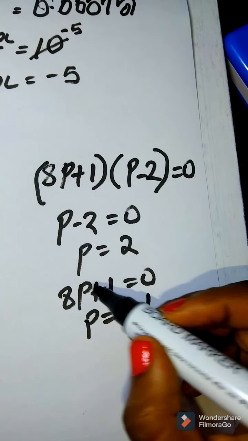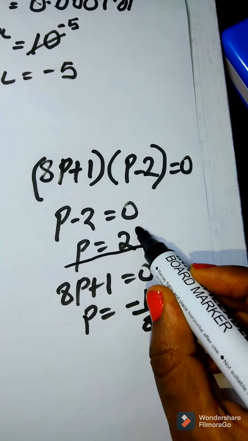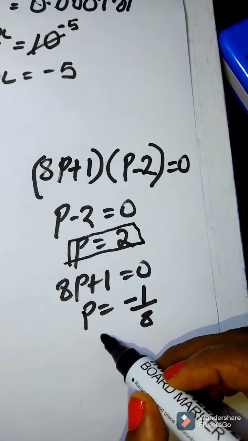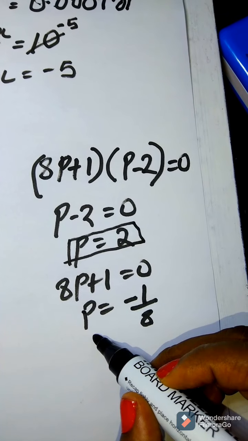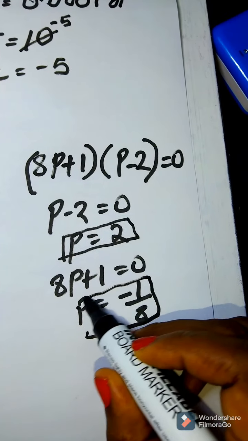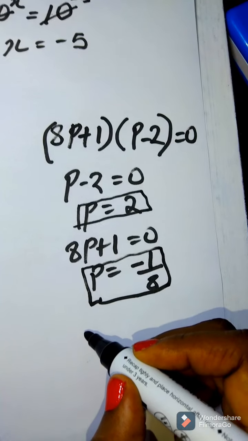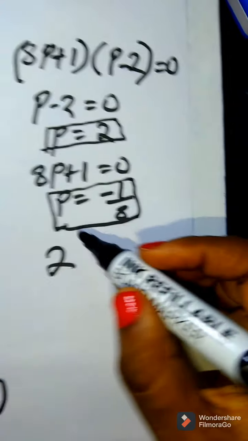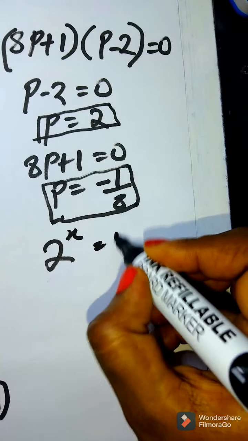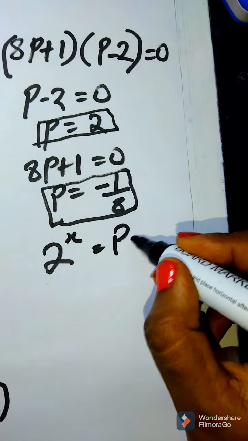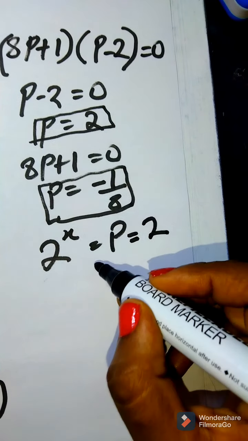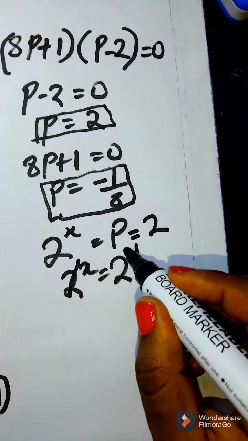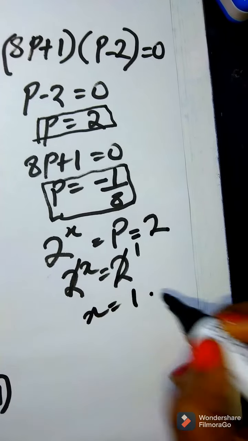Okay, so naturally our p will choose 2 because it's a positive function. This is a negative function which may not work, but we'll still try it later. We might try to see. So let's check. Remember 2^x is equal to p, right? And p is equal to 2. So 2^x is equal to 2 raised to the power 1. If we eliminate the bases, x will be equal to 1.